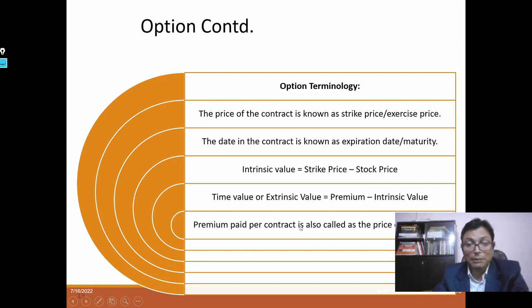And the premium paid per contract is also called the price of the option. So premium is the price of the option. So when we say call option of some value or put option of some value, then that is the amount of premium paid for those call and put options. So this is very basic option terminology that you should be knowing.